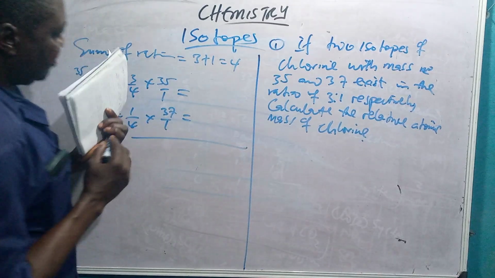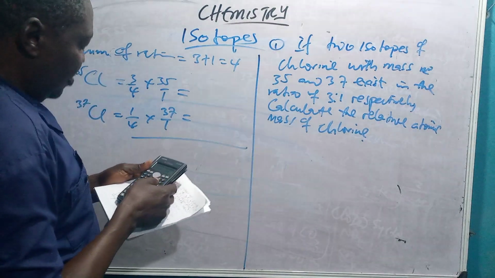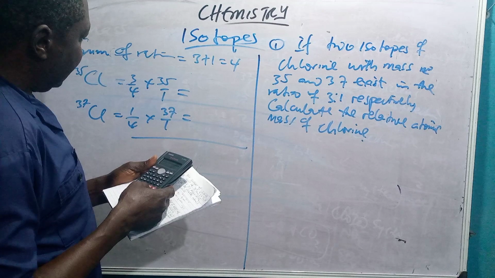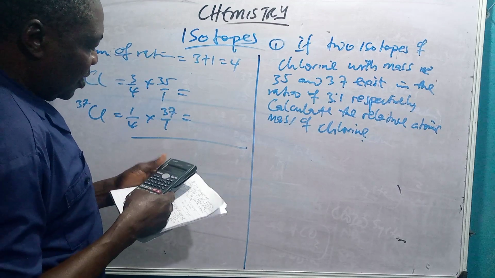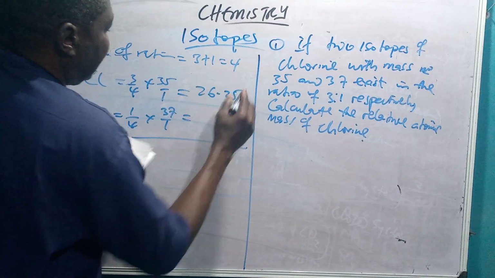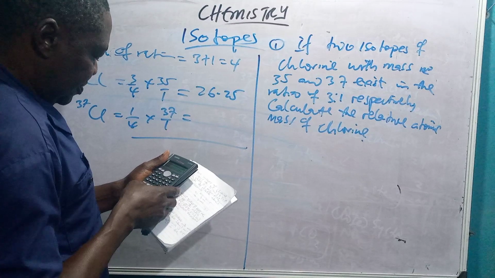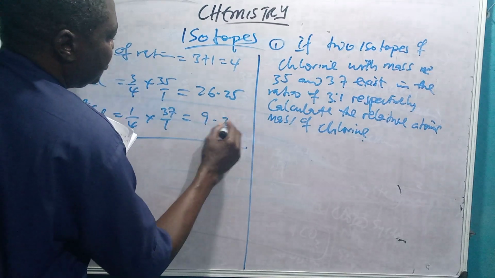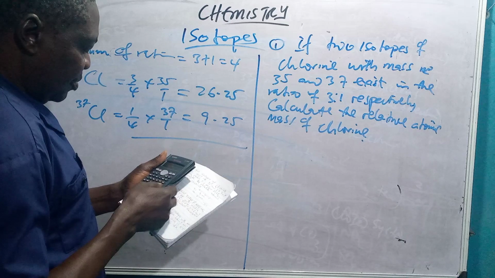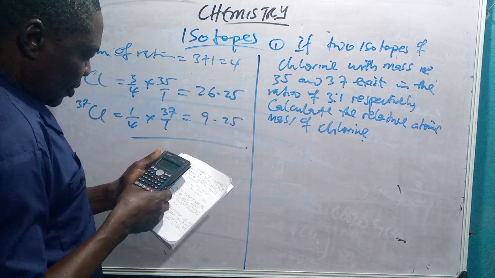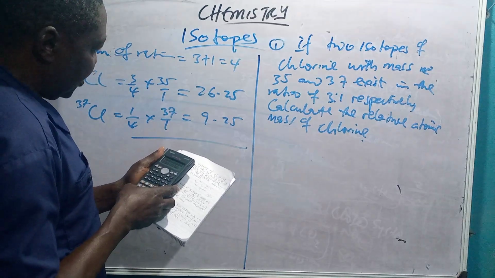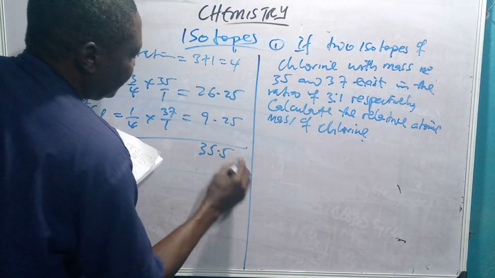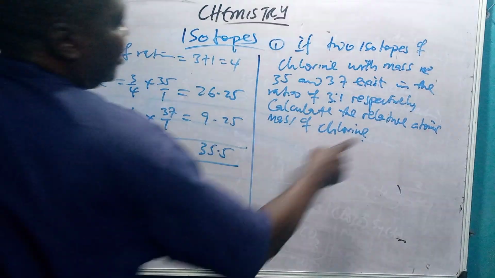Then you sum the two to have the relative atomic mass. Let's see how it goes. 3 times 35 divided by 4 gives you 26.25, that's what we have here. Then 37 divided by 4, we have 9.25. Let's sum it: 9.25 plus 26.25 gives you 35.5. So that is the relative atomic mass of chlorine.